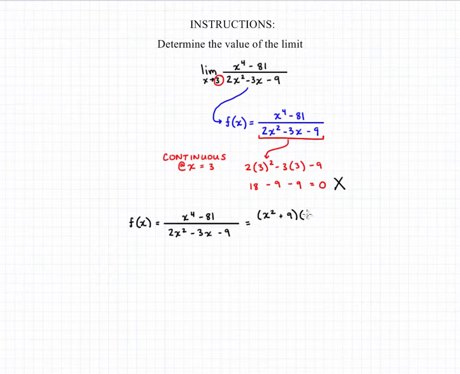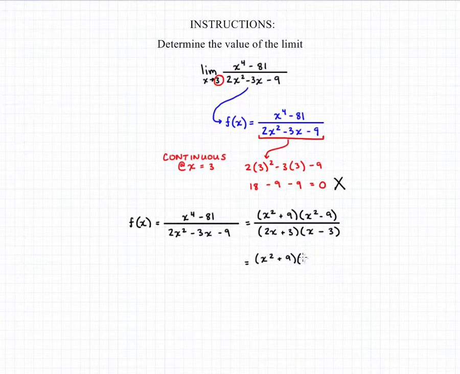Factoring the numerator will give us x squared plus 9 times x squared minus 9. Factoring the denominator will give us 2x plus 3 times x minus 3. We can take the numerator one step further. We'll have x squared plus 9, and then that times x plus 3 times x minus 3. And the denominator is already as factored as we can get it. Again, 2x plus 3 and x minus 3.